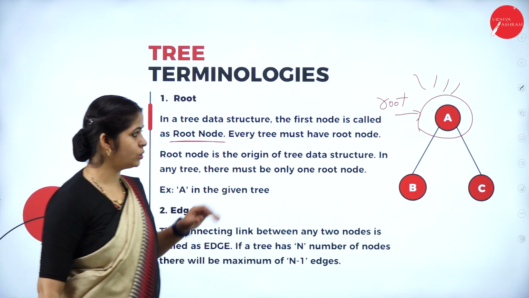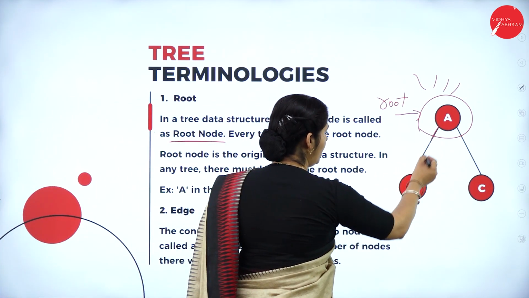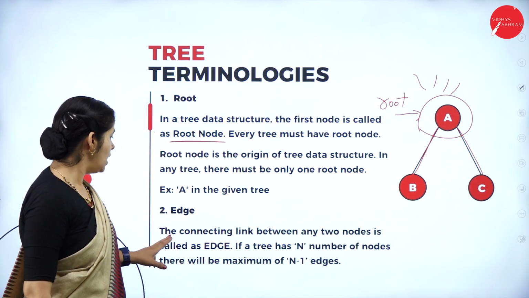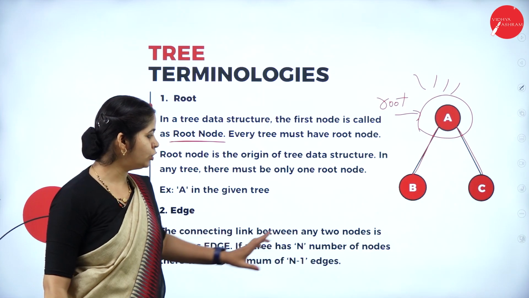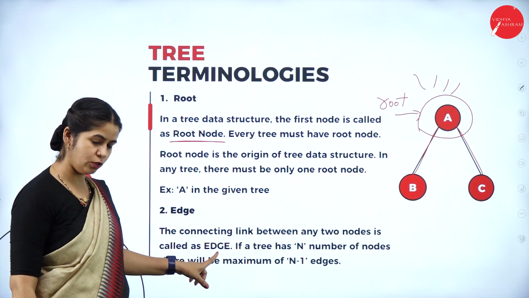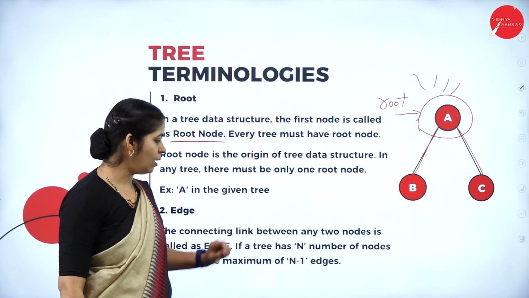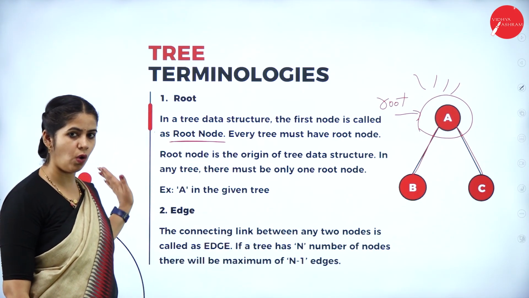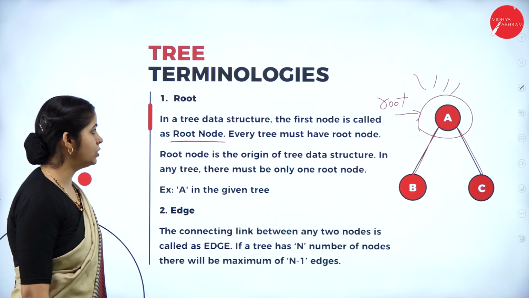Then what comes with the edges? We have already discussed what edges are. The line connecting one node to another node is called an edge. The connecting link between any two nodes is called an edge. If the tree has n number of nodes, then there will be a maximum of n minus 1 edges. That's what we discussed in the last slide.